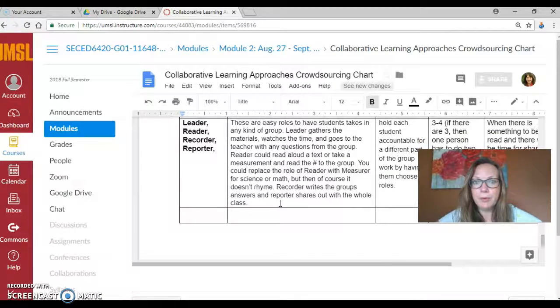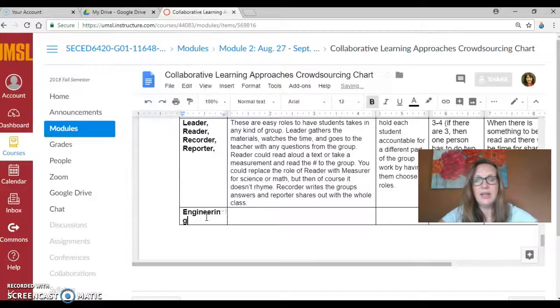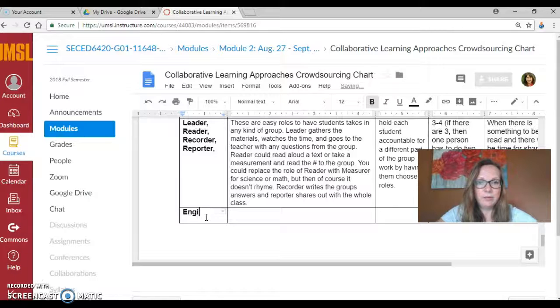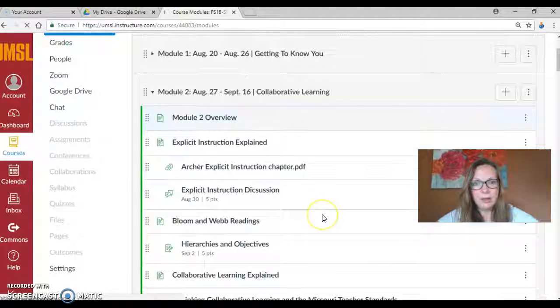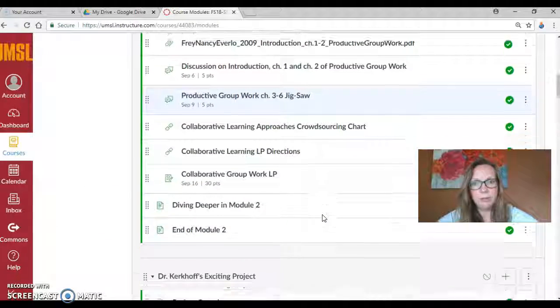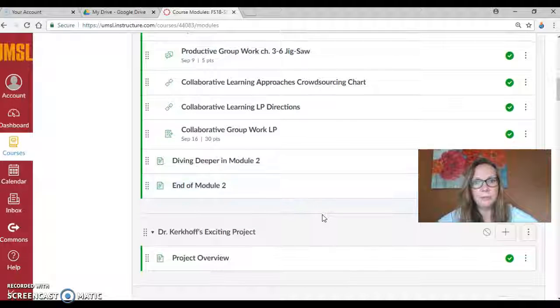Leader, reader, recorder, reporter. Those are the roles that I used in my classes a lot for cooperative group work. And then this is for you to share the kind of group that you do. So I saw somebody said engineering design. Now, engineering design may be a better fit for problem-based learning to crowdsource there. But if you have a specific group work protocol that you use for that, I'm using that as an example of what you could put here. So this is just for us to share, to accumulate our group knowledge and share it with each other.